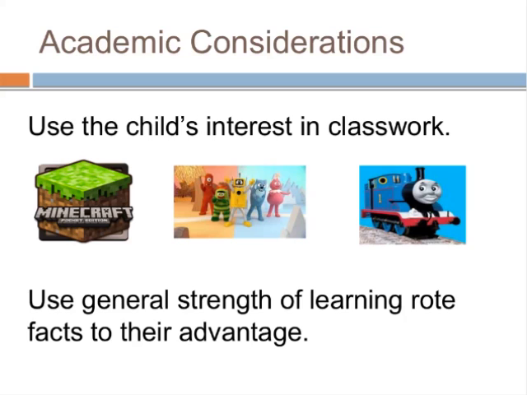Use the general strength of kids with autism of being able to learn rote facts to their advantage. Many kids with autism are great with spelling and geography, history. Use these things to help them shine. They might have difficulties in other subjects, but they might be great in these other subjects where a lot of rote memorization is what you need. So use those things to help them feel good about themselves and let them shine.